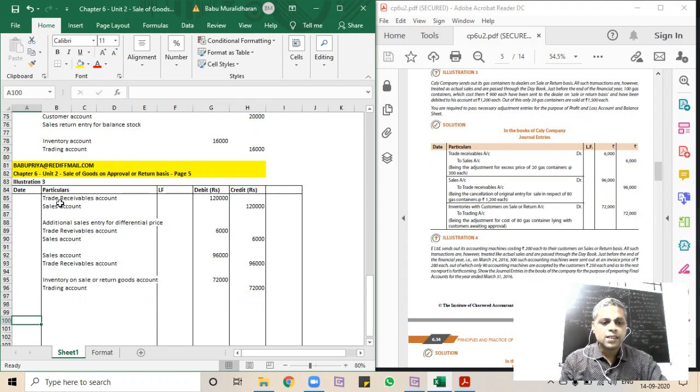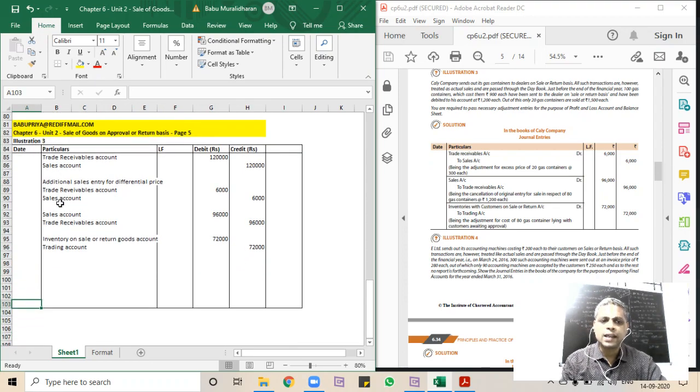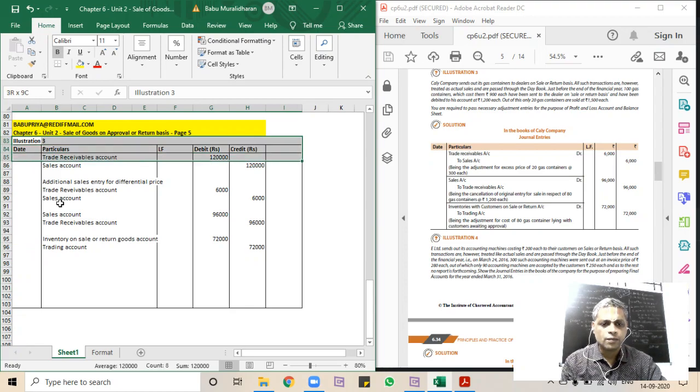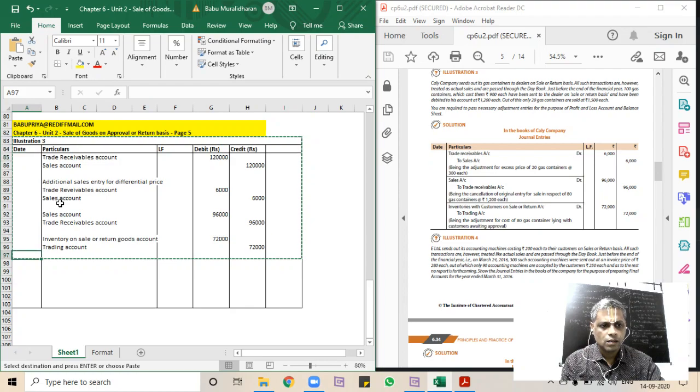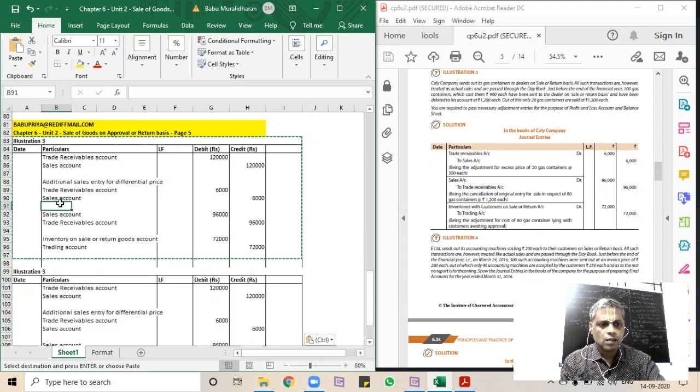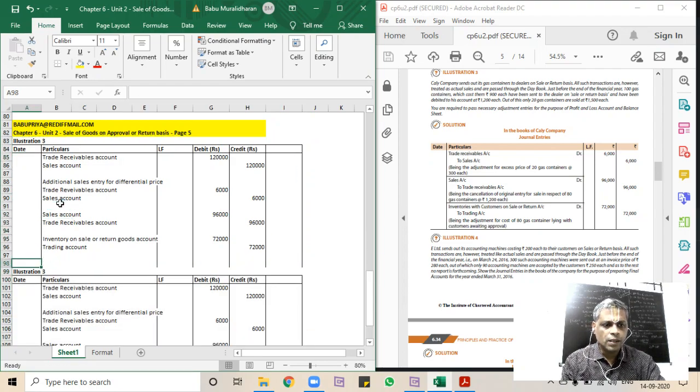Now let's get into illustration 4. Hope this is clear, right? This is just a set of 4 entries that will get processed here. Now let's go into illustration 4. So I'm in illustration 4.